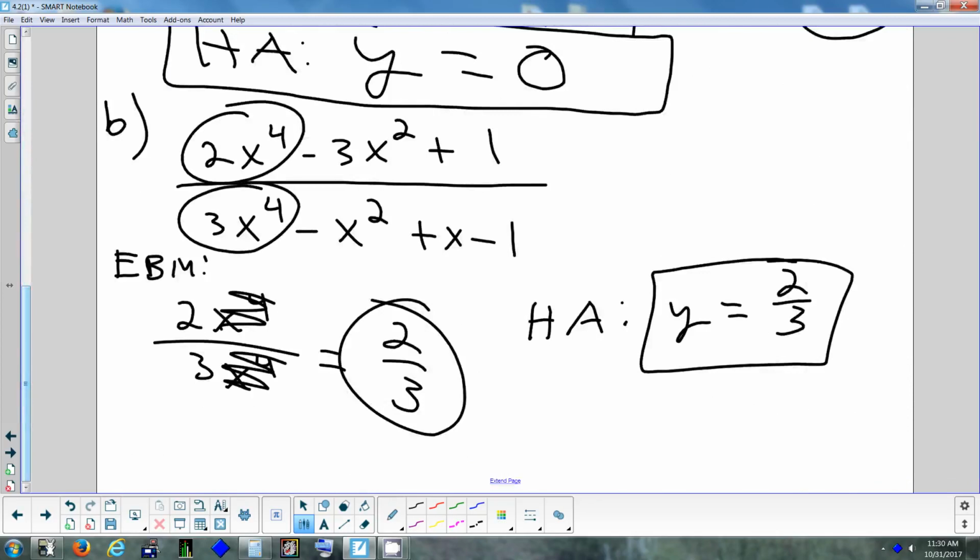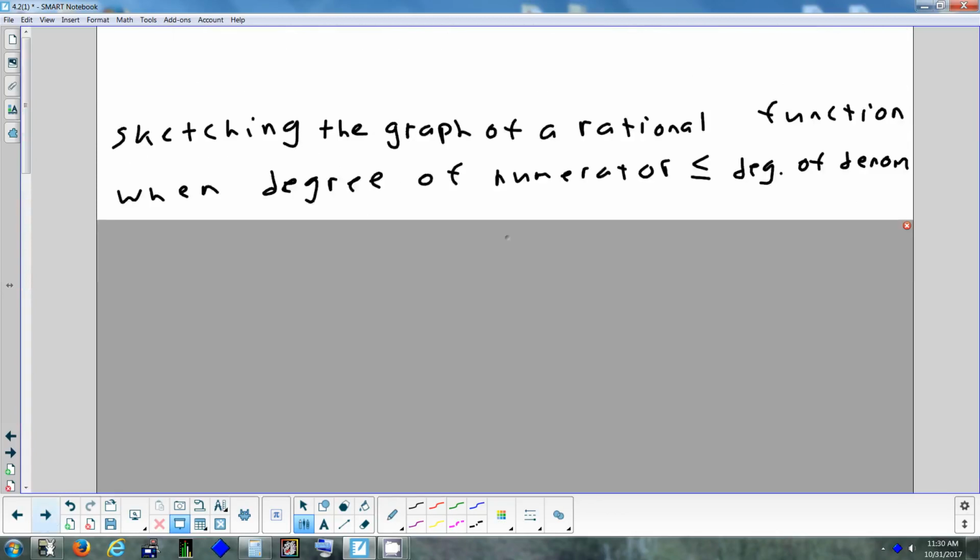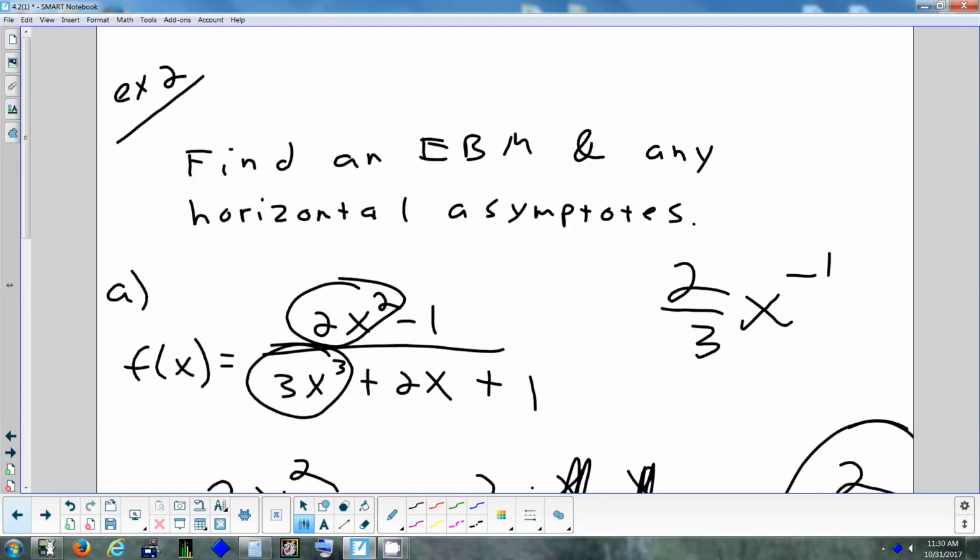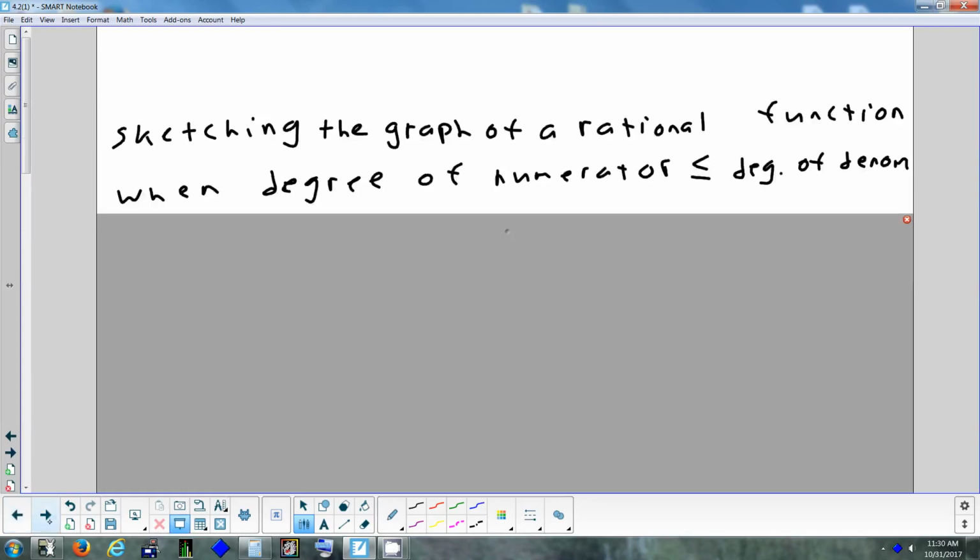Anytime the degrees are equal, well, just divide the two numbers that are in front of the x's, and that's your answer. Okay, so both of these are cases where the degree of the numerator was either less than, like this one, or equal. The second one I did with you guys was equal.